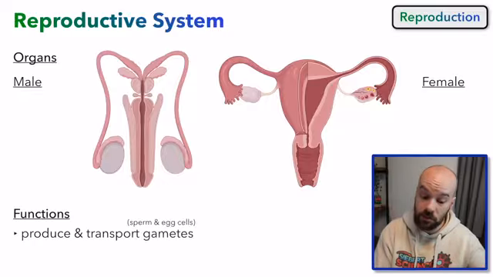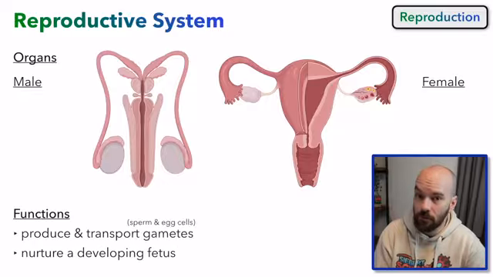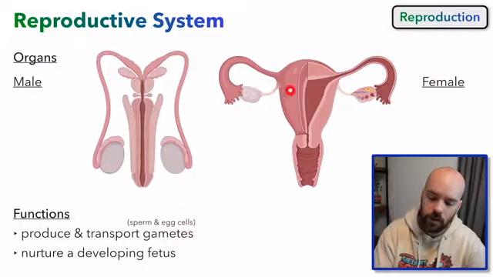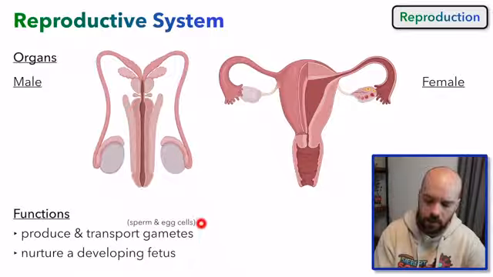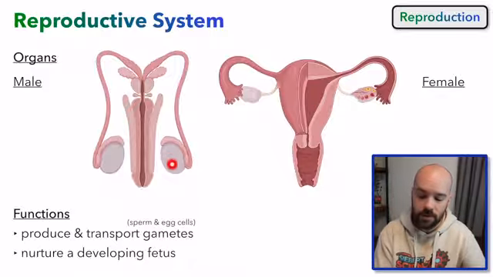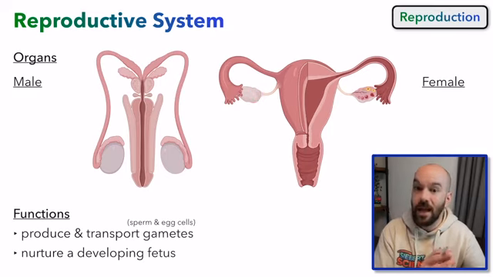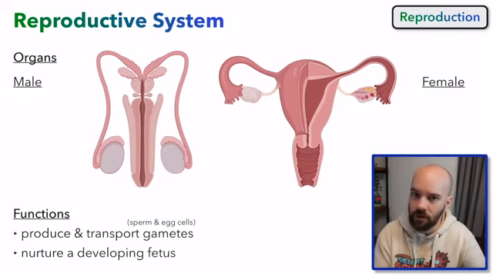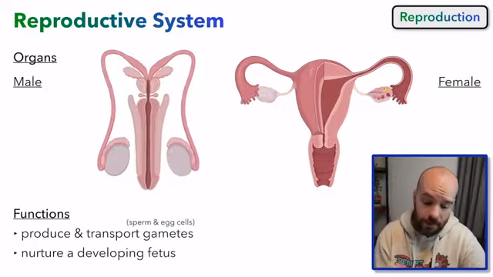So it's going to be producing those. And then the other function here is going to be to nurture a developing fetus. And that's going to happen specifically, of course, in the female reproductive system in the uterus right here. Now, I didn't mention on here production of hormones, but of course these are producing hormones in the testes and the ovaries. I just added that to the endocrine system, but that's also of course involved in the reproductive system as well. Now let's take a look at the male reproductive system.